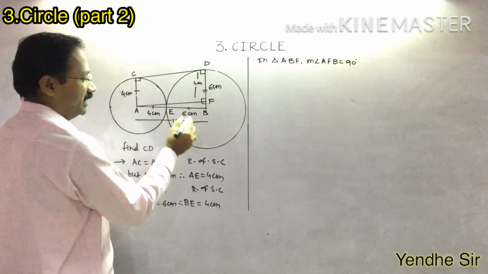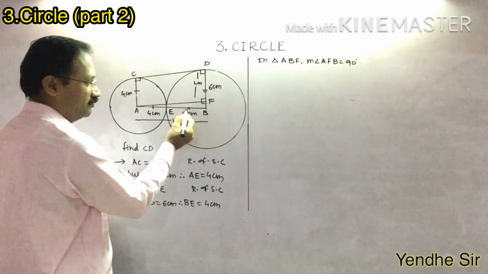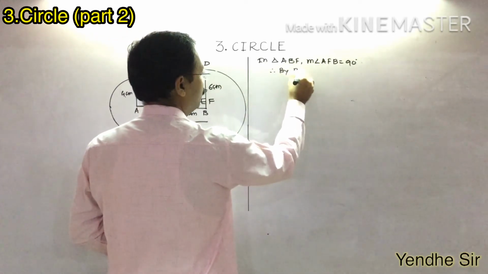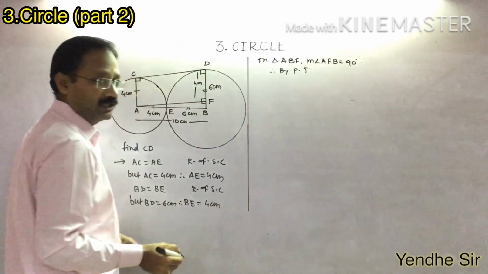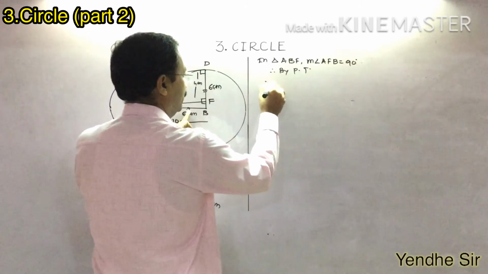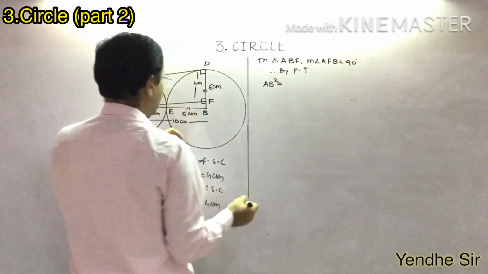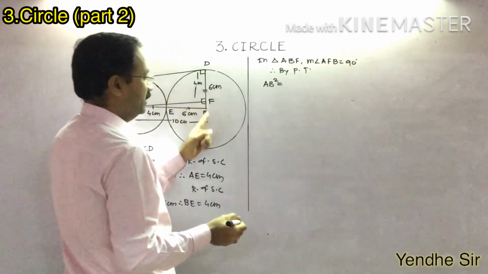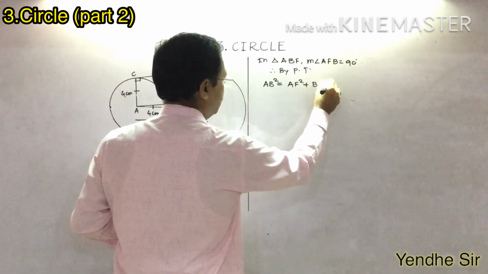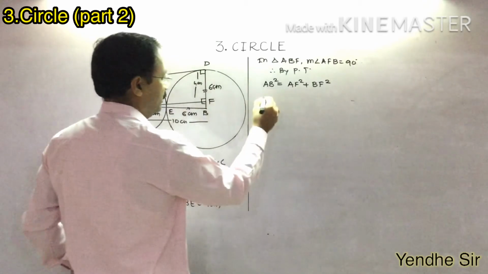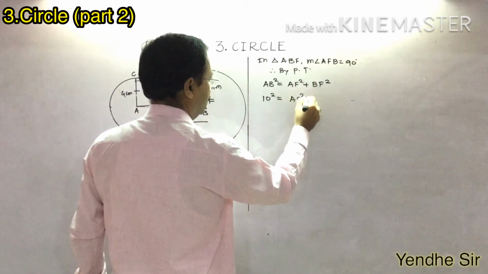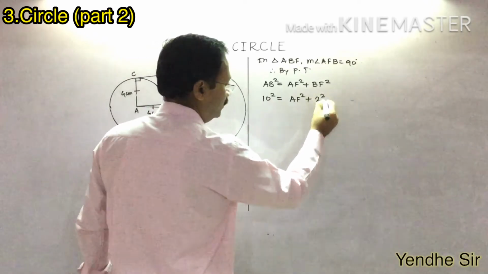So in right angle triangle we know that opposite to 90 is called a hypotenuse. Therefore by PT, means what? Pythagoras theorem. Don't write the shortcuts. Opposite to 90 is AB. So AB square equals to AF square plus BF square. AB I got it here 10. AF we have to find out. And BF I got it here 2.